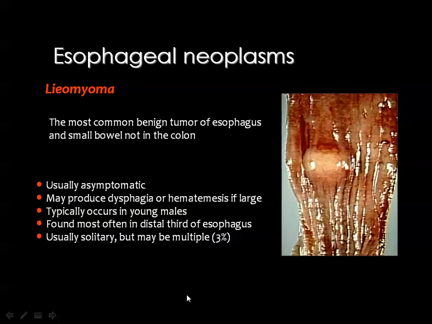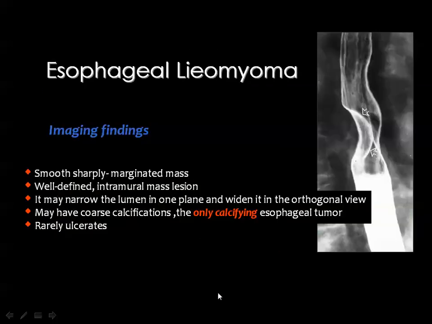Then we came to the esophageal neoplasms, including the benign and malignant lesions. The benign lesion on top is the leiomyoma of the esophagus, which is the most common benign tumor of the esophagus. And this leiomyoma is usually asymptomatic. It grows mainly outside the lumen. It grows from the wall and extends outside the lumen of the esophagus. And the leiomyoma is usually solitary, and sometimes may be multiple.